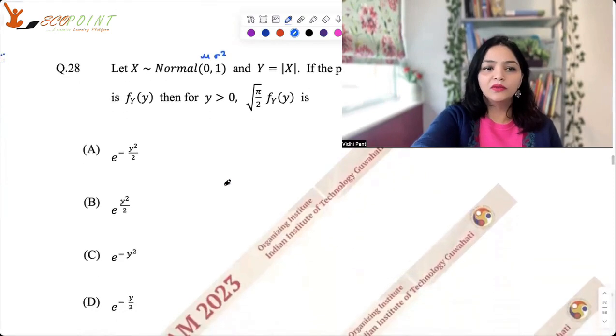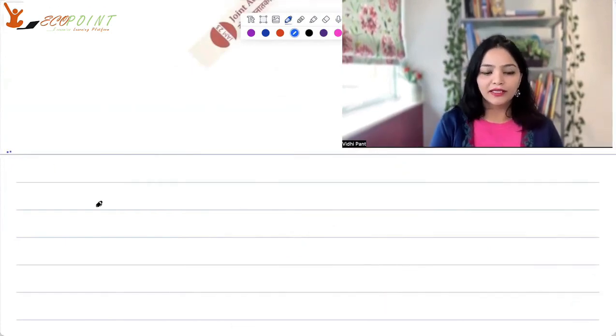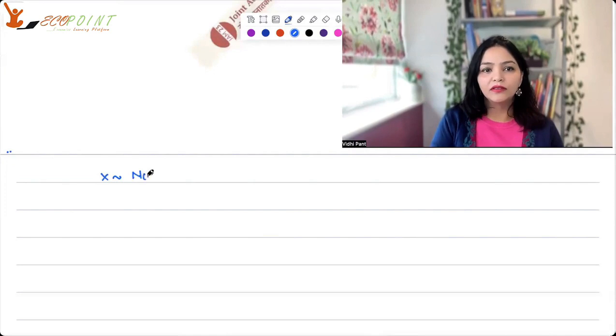The options given to us are very close to each other, so you have to be very careful while looking at them. E to the power minus y square upon 2, e to the power y square upon 2, e to the power minus y square, e to the power minus y by 2. Let's work on this question together. So X is normally distributed with parameters 0, 1. That means it's a standard normal random variable. Y, the transformation, is mod X.